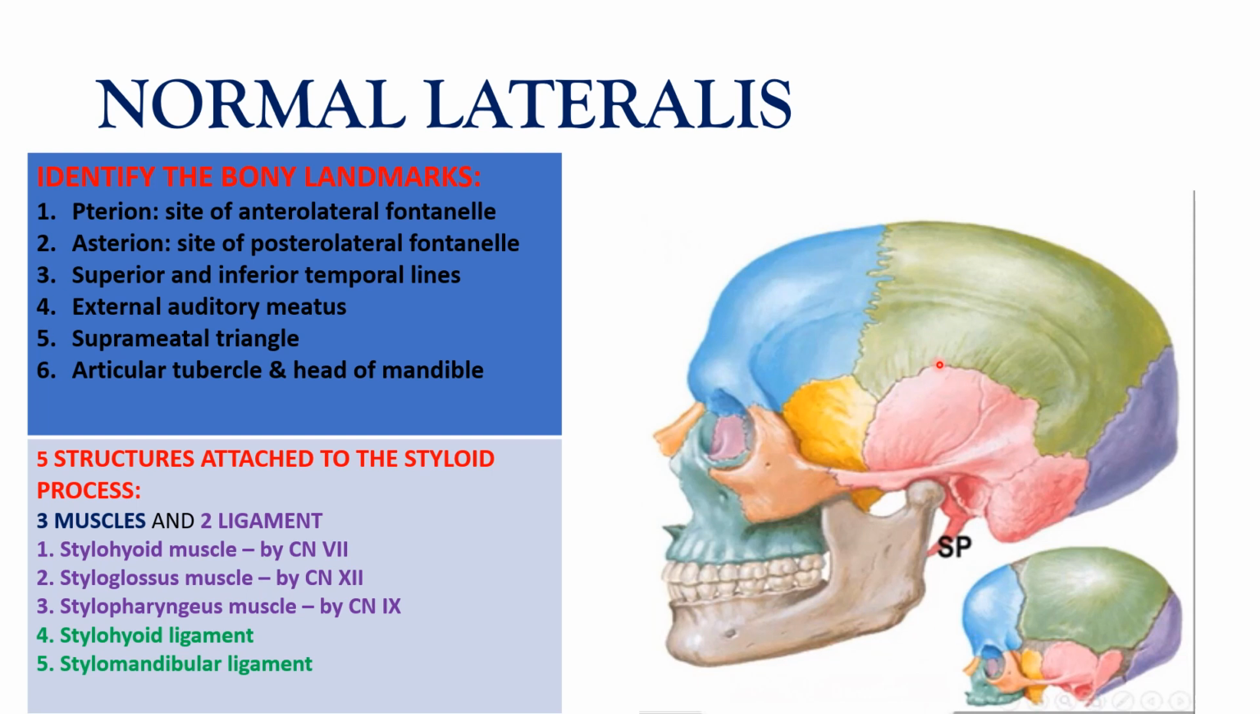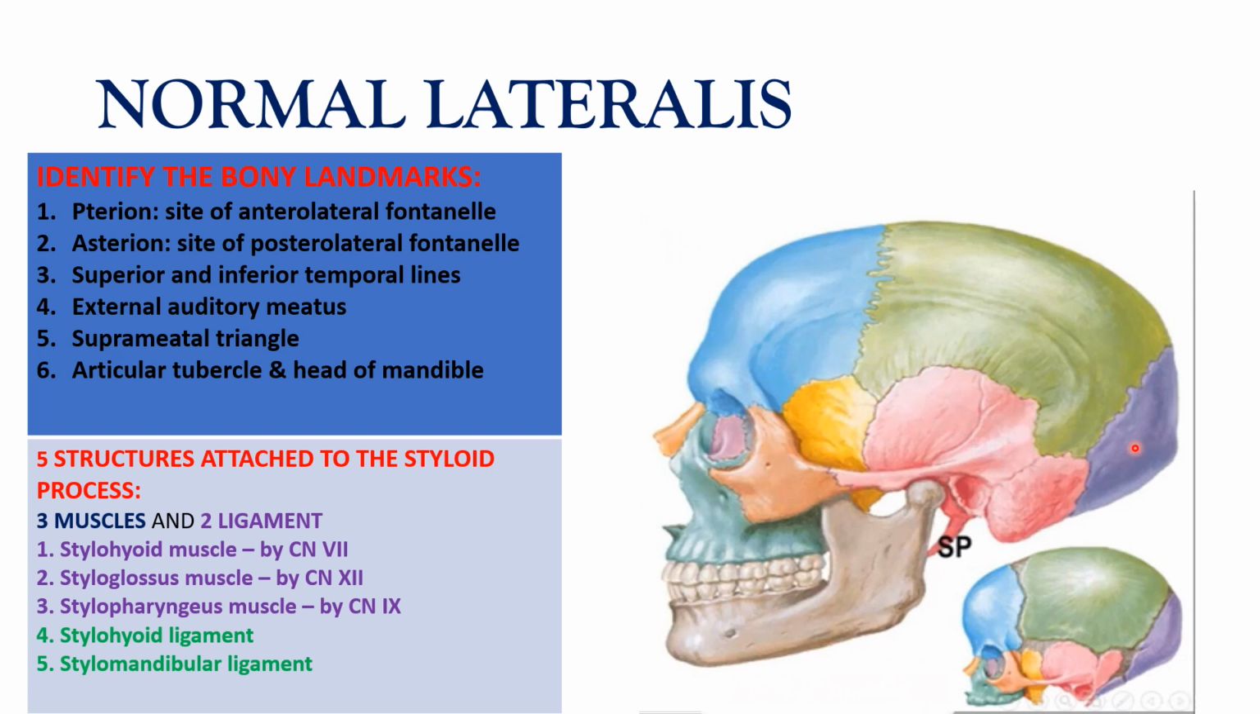Then we'll look at another bony landmark, the superior and the inferior temporal lines. So this is the superior temporal line, and this is the inferior temporal line. Now, the superior temporal line continues as the supramastoid crest.